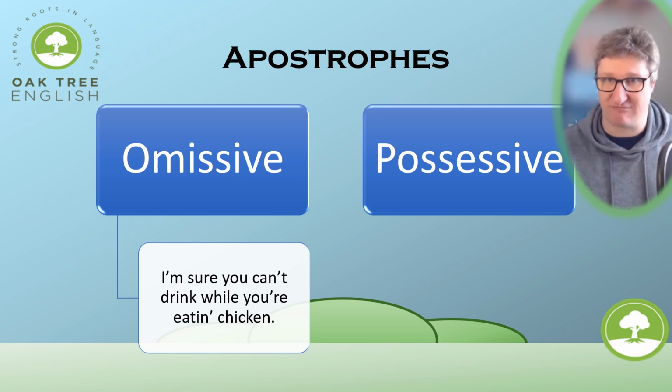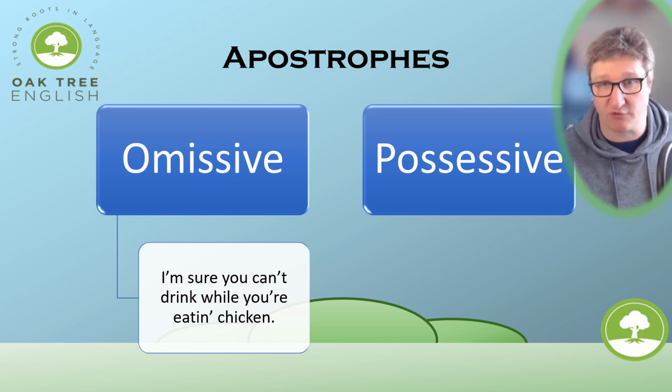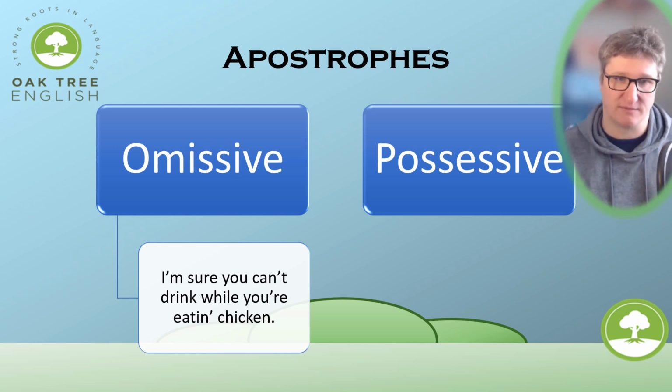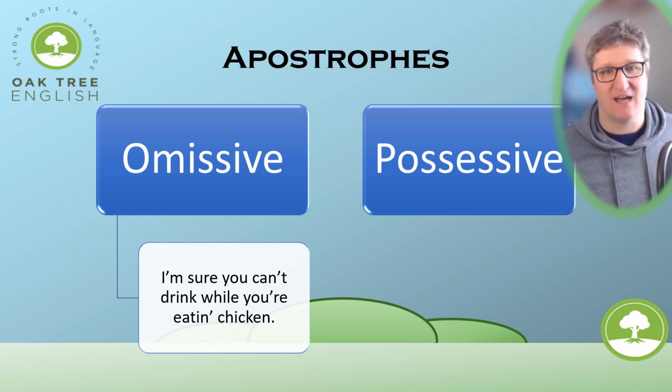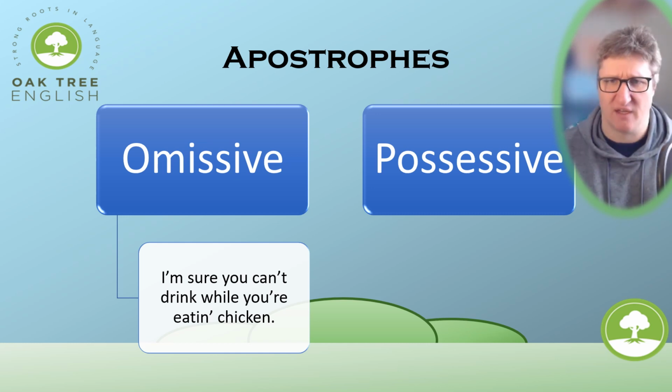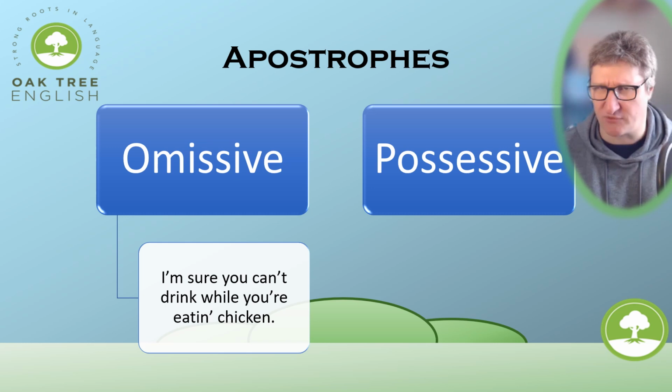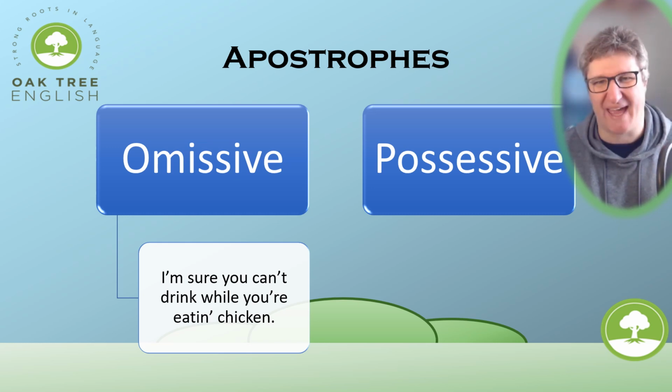And if you wanted to reproduce that error, you would put an apostrophe to show that a letter has been missed off. I'm sure you can't drink while you're eating chicken. These are omissive apostrophes. Oh, what about possessive apostrophes? Well, okay.